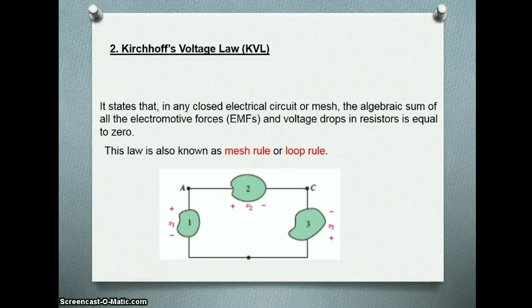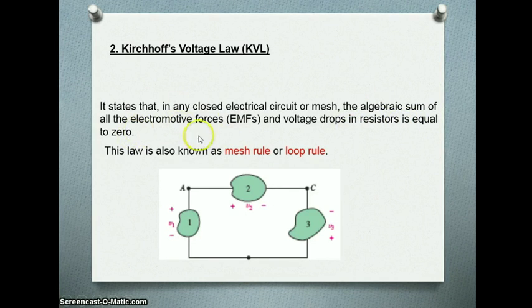Coming to Kirchhoff's voltage law, the statement is more or less the same. The difference is that it is a rule related to voltage. So the statement is, in any closed electrical circuit or mesh, the algebraic sum of all the voltages, that means including electromotive forces, that is the voltage of the sources, and voltage drops in resistors. So the sum of all the voltages is equal to 0.